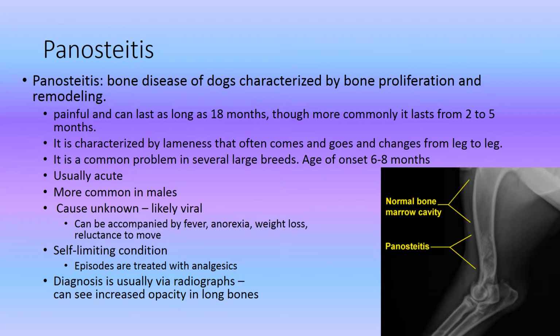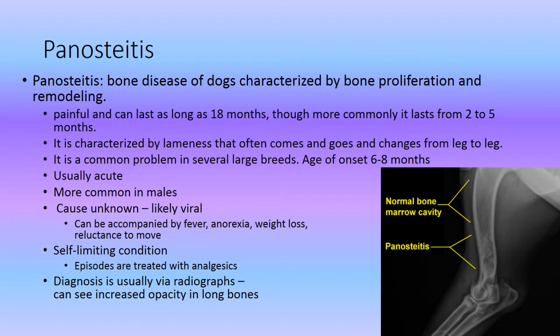It's common in large breed dogs, usually starts at around 6 to 8 months of age, usually comes out of nowhere, acute, and it's more common in males. The cause is unknown, but we do suspect that it could be viral, and it can be accompanied with a fever, anorexia, weight loss, and reluctancy to move. It's a self-limiting condition, so episodes are treated with analgesia just to help with the pain and discomfort.